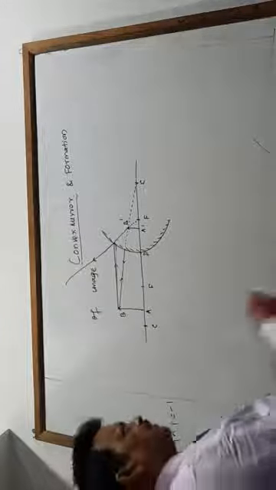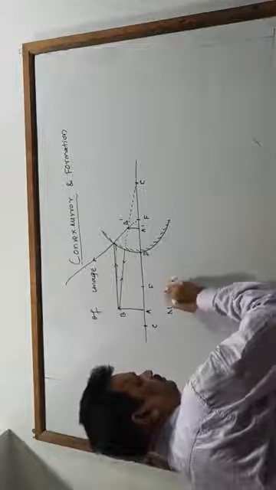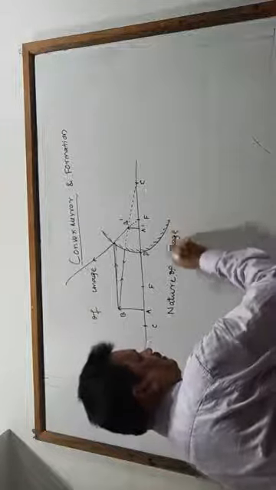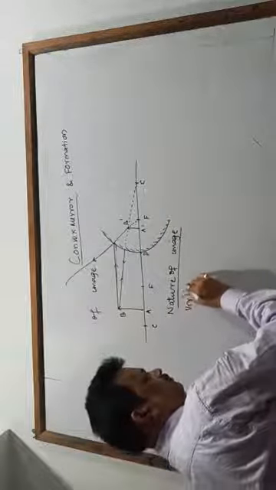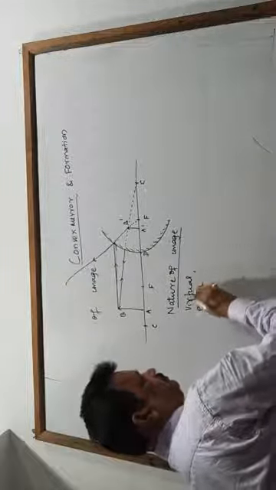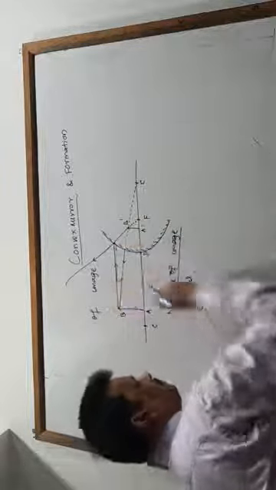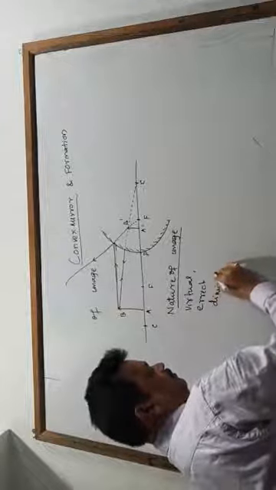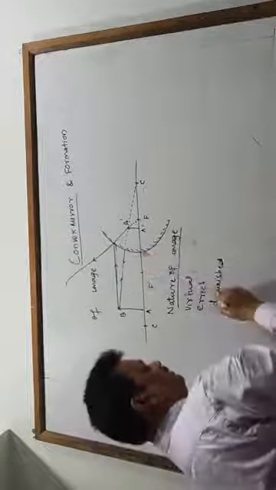So what did you get? What is the nature of the image? This is virtual, erect, diminished, because this is the bigger one and this is the smaller one, diminished. Then behind the mirror.